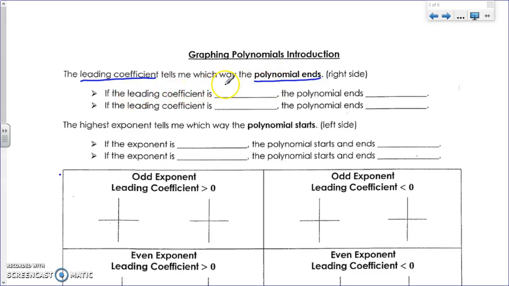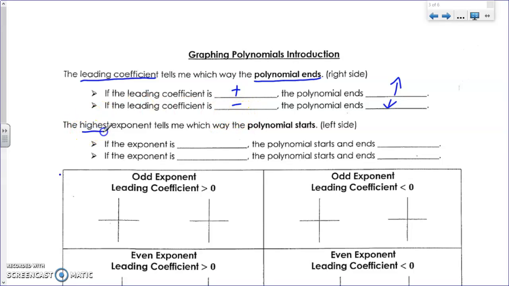If the leading coefficient is positive, the graph is going to end up. If you think about quadratics, when our a was positive, the graph went up. If the leading coefficient is negative, the graph will end down. So if you think about quadratics, when it was negative, it reflected the graph.